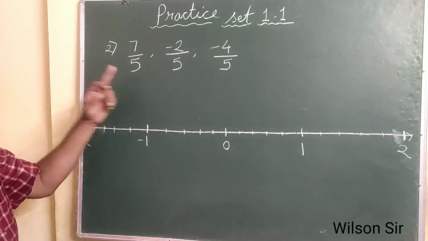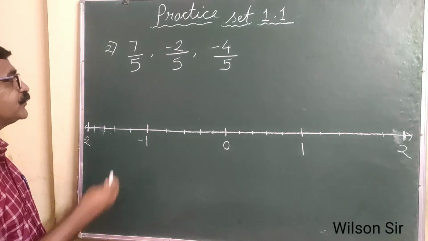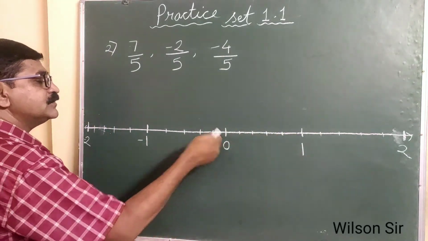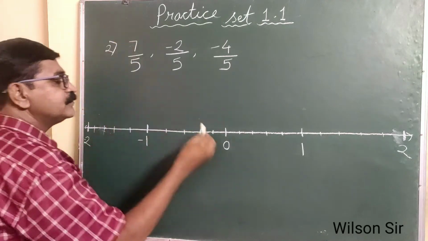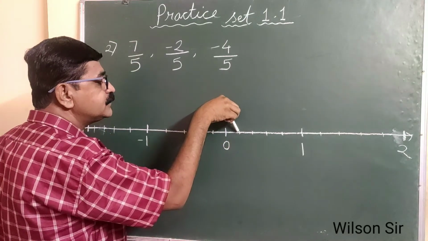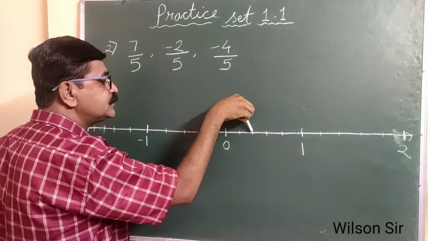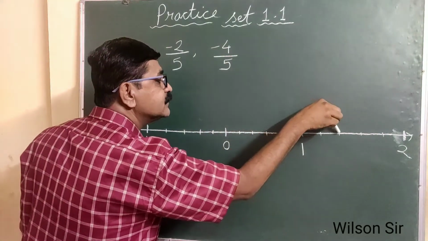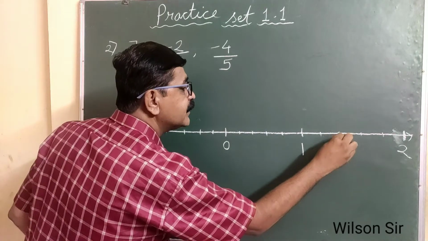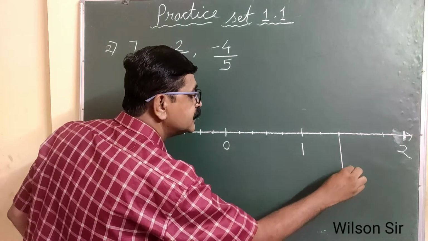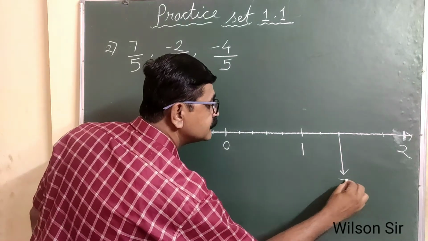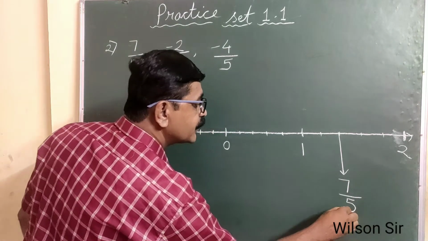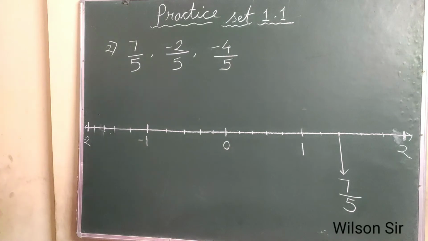Now the first number is 7 upon 5. So this is positive. So we'll go beyond right hand side of the 0. So count 7. 1 from 0. 1, 2, 3, 4, 5, 6, and this is 7. So 7 you will get here this number. It is 7 upon 5. Here we got 7 upon 5.